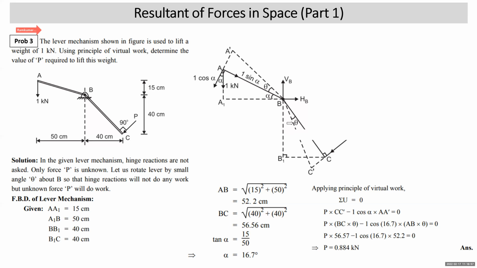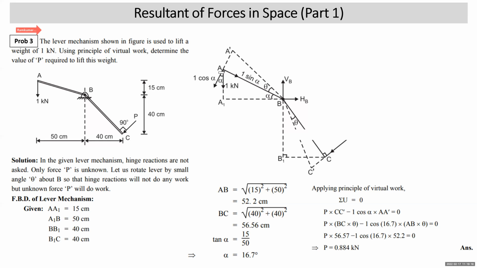Then you come to this side. On this side, BB1 is given to you as 40 centimeter and B1C is given to us as 40 centimeter. So BC length will be the square root of 40 square plus 40 square. Now this angle alpha can be found. Tan alpha is equal to 15 upon 50, so that gets you alpha.